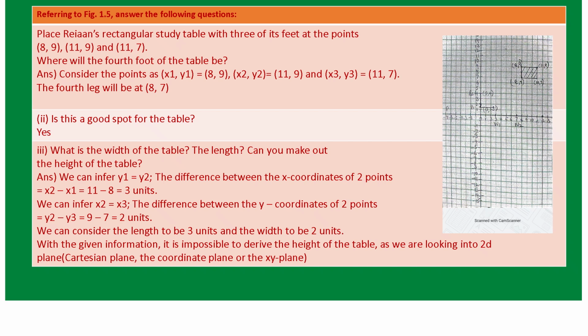Now the width of the table can be gotten from the difference along the y coordinates of the table. So it is 9 minus 7, which is equal to 2 units. So we can consider the length to be 3 units and the width to be 2 units. With the given information, it is impossible to derive the height of the table as we are looking into a 2D plane, that is a Cartesian plane, the coordinate plane or the xy plane.